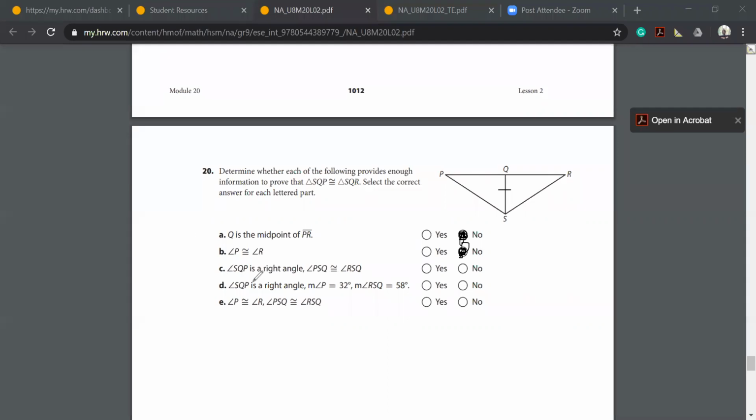Question C, angle SQP is a right angle. He told you that angle SQP is a right angle, and right angle means 90. Since this is 90, and since these two angles form a linear pair, the other angle is what? Again 90. This was a theorem, by the way. Whenever you have a linear pair and one of the angles is 90, the next angle will be 90, because 90 plus 90 will give you 180. So I understand that these two angles are equal.